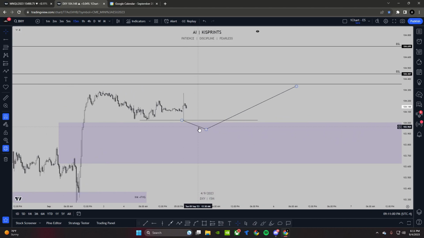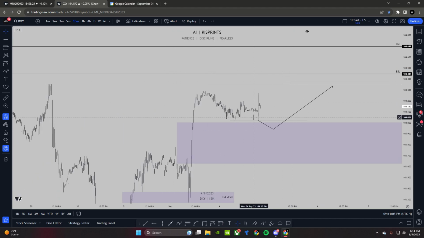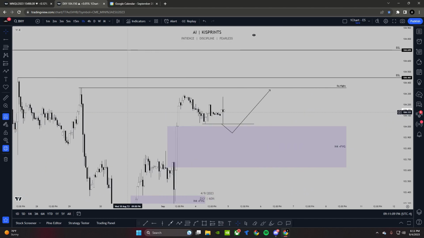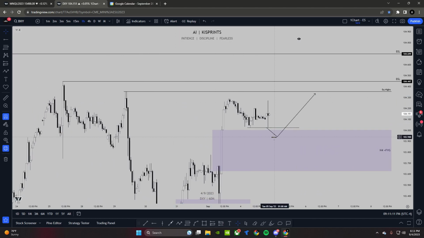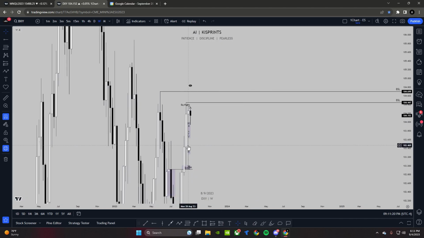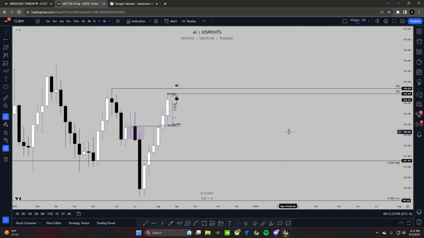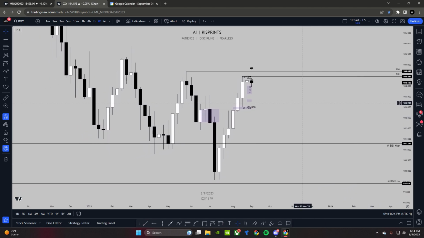So retracement, accumulation, as we can see here, manipulation, and then distribution, right? Which is what we practice during our sessions. So retracement here, distribution here, targeting the equal highs, eventually targeting the buy side liquidity, and eventually targeting our weekly target, which is going to be this 104,700. Now, that's just a gauge on bias for the dollar.